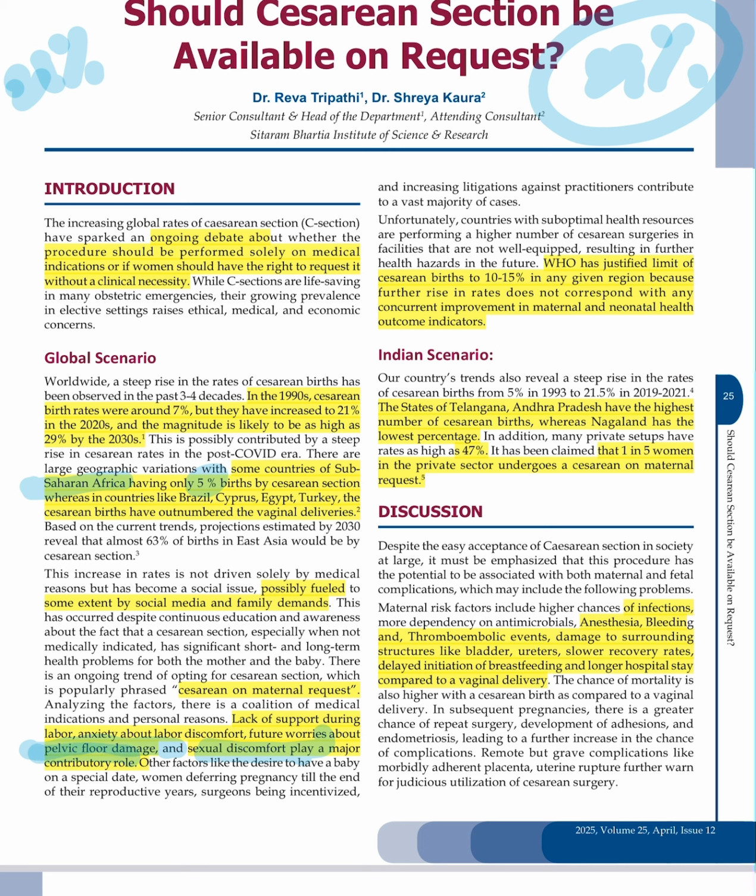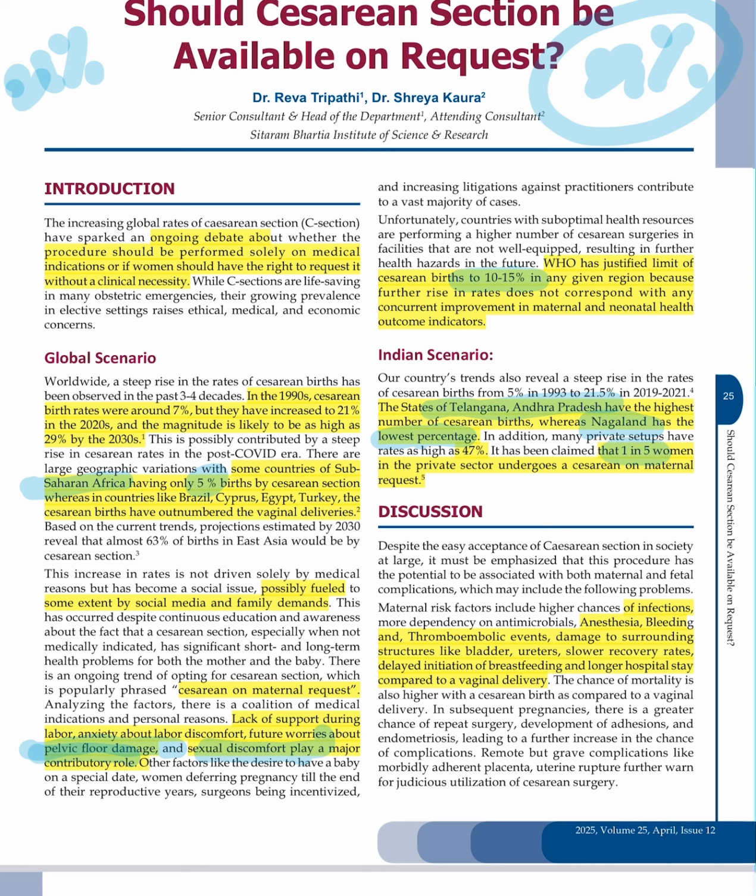These all are running in her mind, so she'll opt for cesarean. WHO has justified limiting cesarean birth to 10 to 15% in any region without any indication. In India, the states of Telangana and Andhra Pradesh have more cesareans, whereas Nagaland has a lower percentage. In the private sector in India, almost 1 in 5 women are having cesarean section.